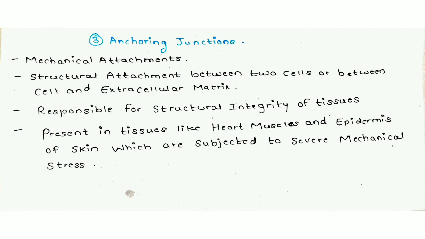Anchoring junctions are the junctions which provide strength to the cell by acting like mechanical attachments, meaning this junction provides firm structural attachment between two cells or between a cell and extracellular matrix. You can say anchoring junctions are responsible for the structural integrity of tissues. These junctions are present in heart muscles and epidermis of skin, which are subjected to severe mechanical stress.